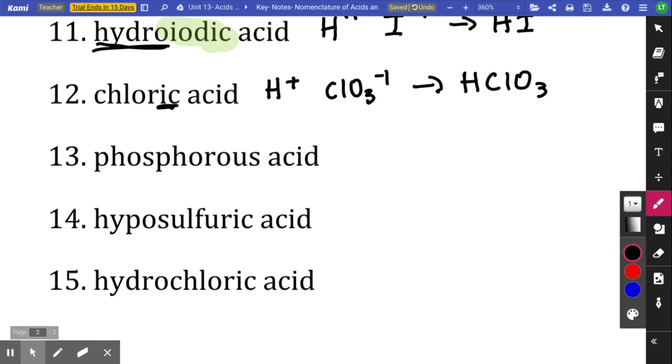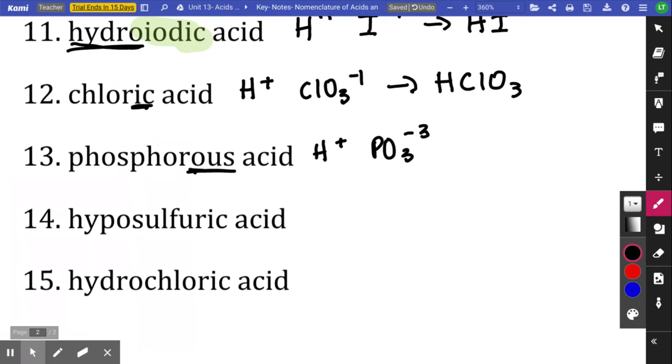Next, we have phosphorus acid. So same thing again. It doesn't have that hydro, so we know it's a ternary acid. This one ends in ous. So ous was initially ite, so we have phosphite here. So we have H, because it's an acid, and then we have phosphite, which is PO3 with a -3. Swap, drop, reduce, and we end up with H3PO3.